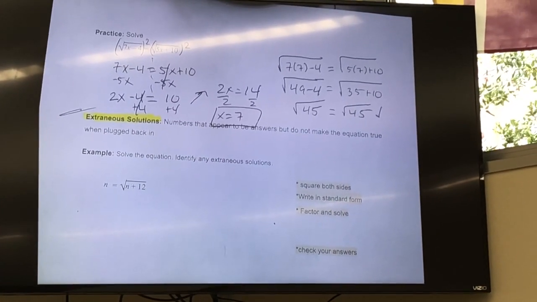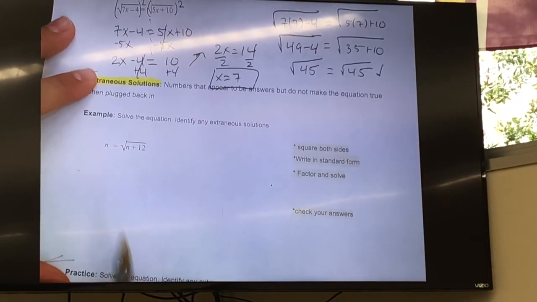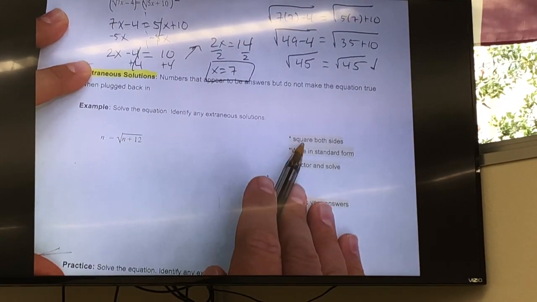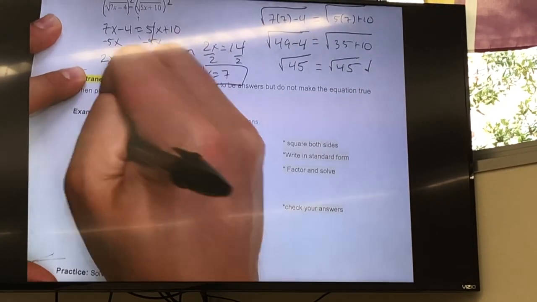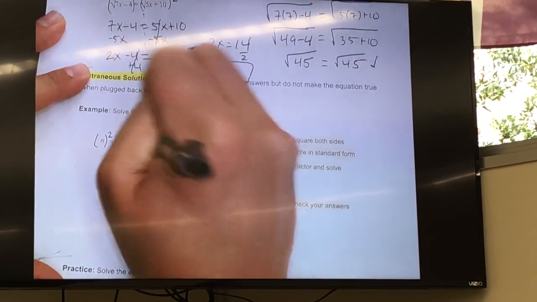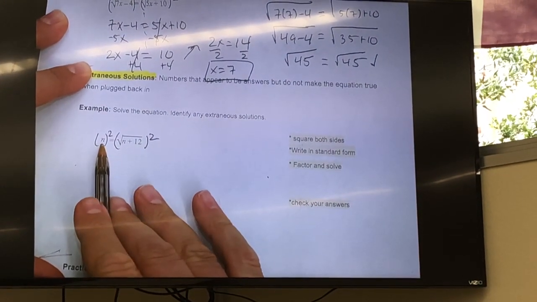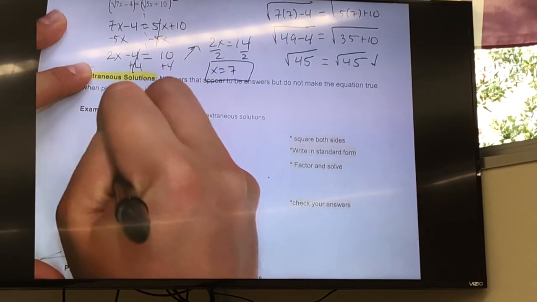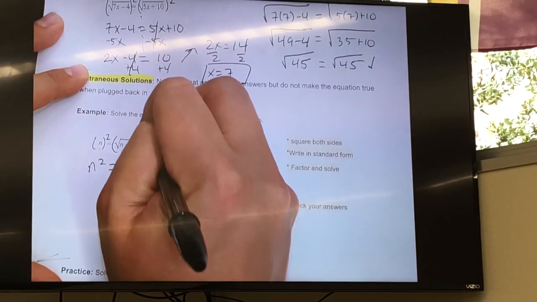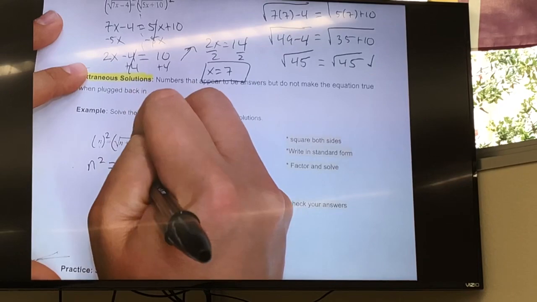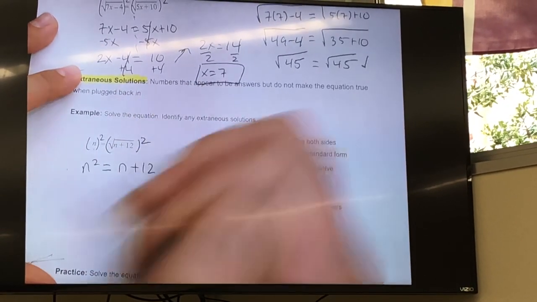So in our next example, we want to get rid of the square root. We can't do anything first, so we are going to square both sides. Raise it to the second power, raise it to the second power. Again, the left side is going to become n squared is equal to, the square root disappears because we're raising it to the second power, to leave us with n plus 12.